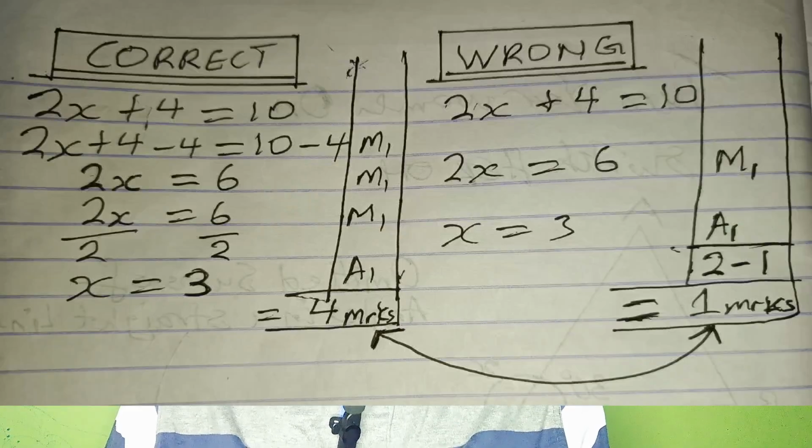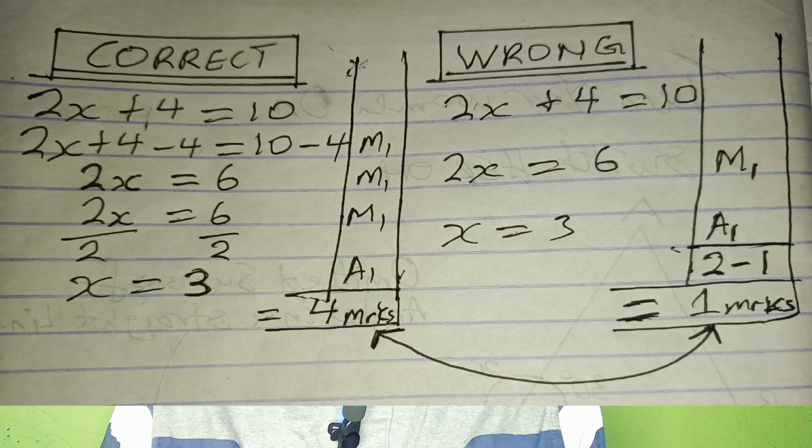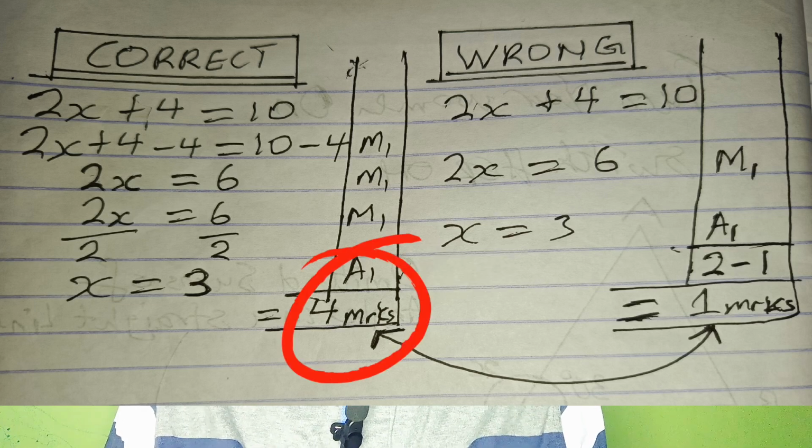Let's take an example. Looking at the award of marks, 2x plus 4 minus 4 is equal to 10 minus 4 attracts 1 mark. That's method 1. Now, 2x is equal to 6 attracts another mark. Then 2x divided by 2 is equal to 6 over 2 attracts another method mark. X is equal to 3 is the answer, which attracts 1 mark. Total 4 marks. Let's look at the wrong approach.